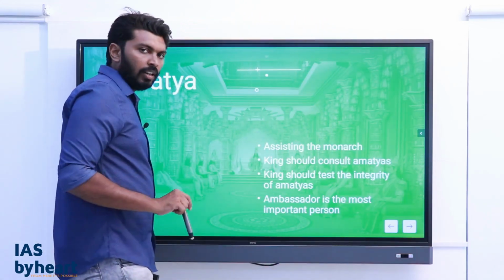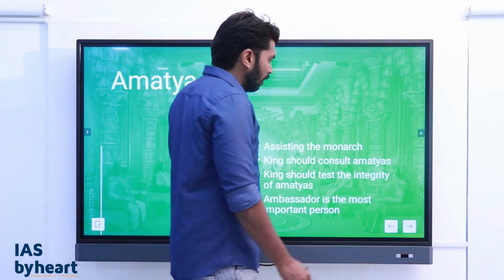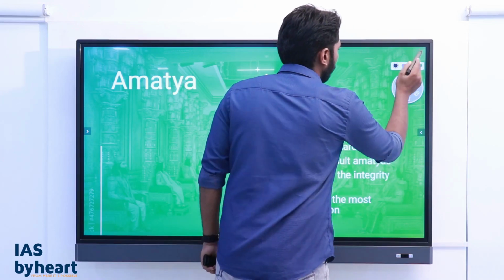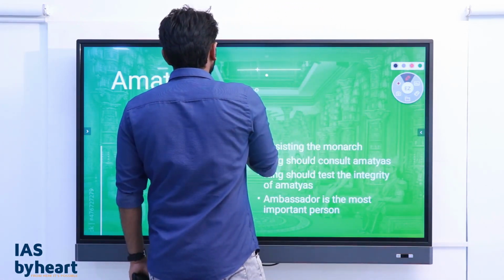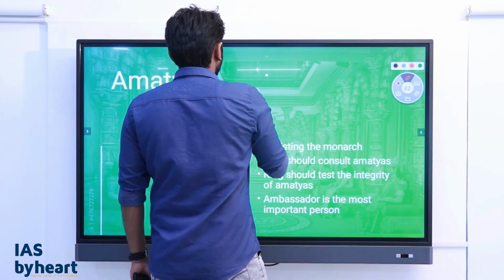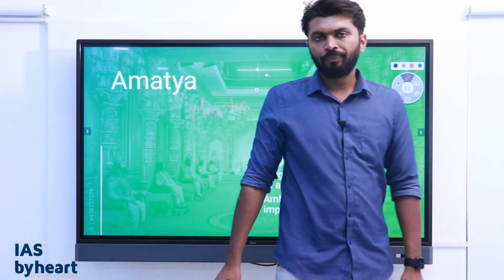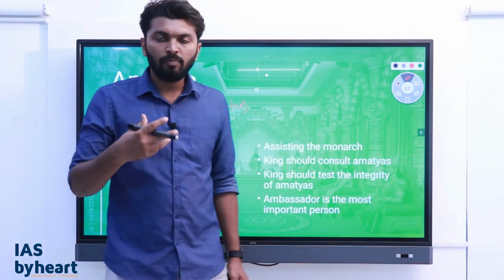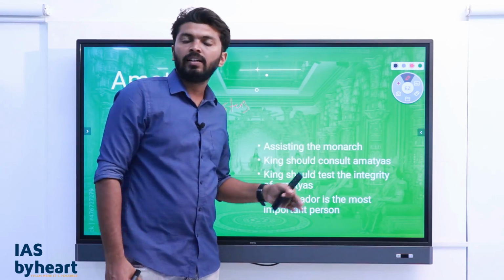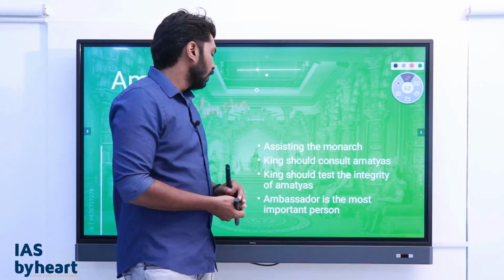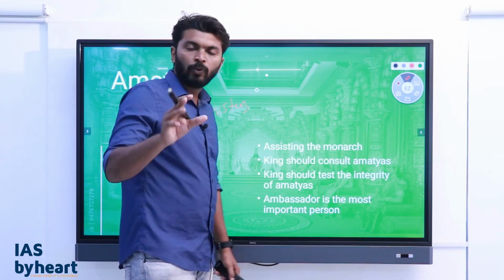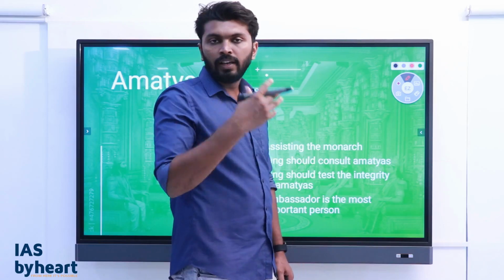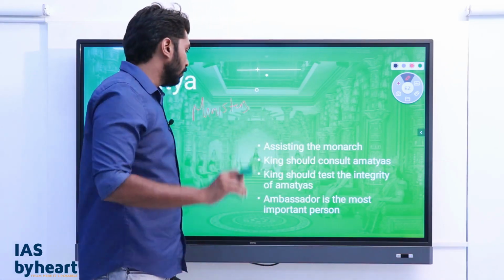The next important element in the Saptanga theory is Amatya. Amatya, as you would have studied in history, is nothing but ministers or senior ministers. What is their important function? Their important function is to assist the king in royal functions. The king should consult the Amatyas before taking any important decision, since these are learned people. The king should take their advice before performing any official functions.